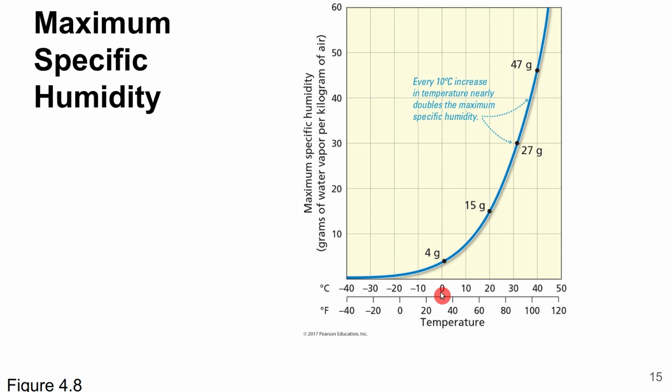At 0 degrees, the most you can have is about 4 grams of water vapor. At 10, you could have 8 grams of water vapor. At 20 degrees, you could have about 15 grams. At 30 degrees Celsius, you could have about 27 grams. And finally, once you get up to 40 degrees Celsius, you could have 47 grams of water vapor, which is just about 2 ounces of water. It's a quarter cup of water per cubic meter. That's a lot of water vapor.